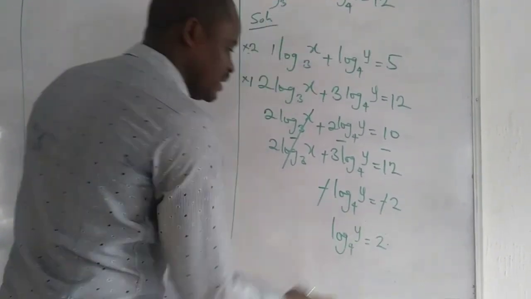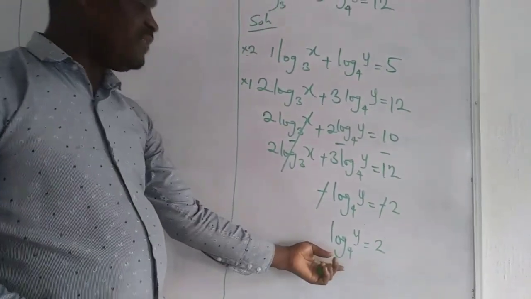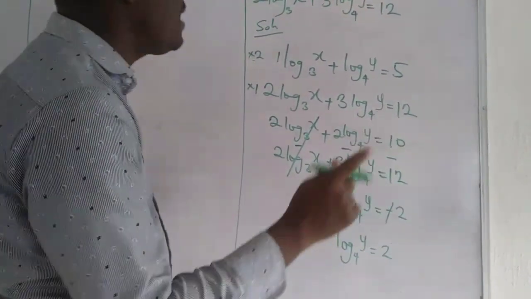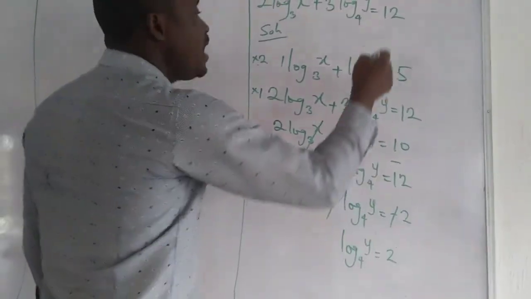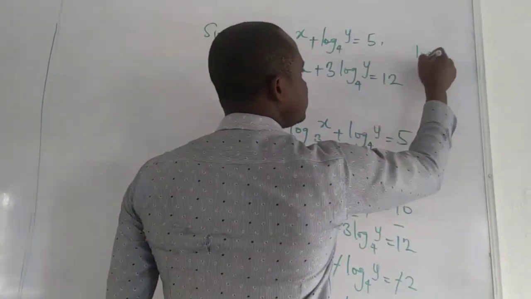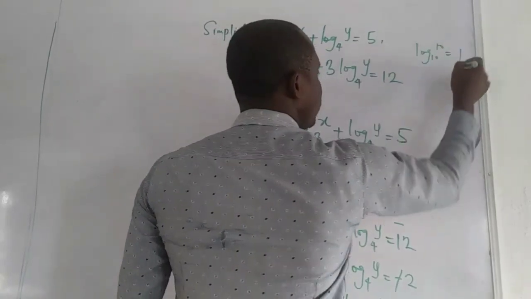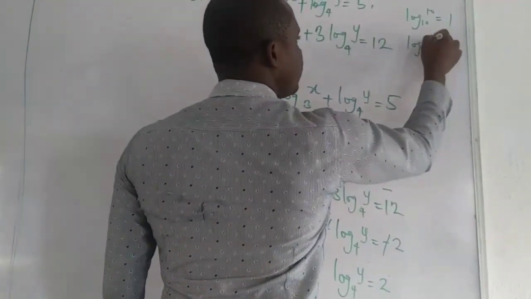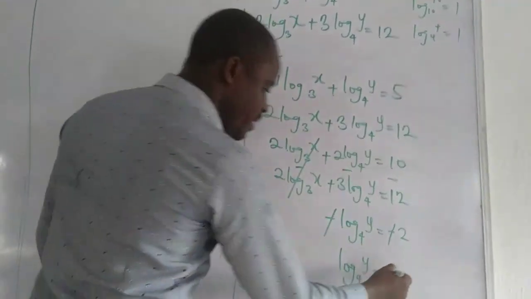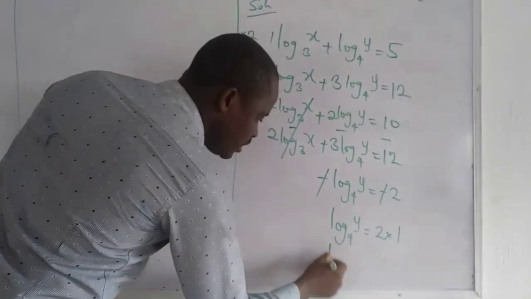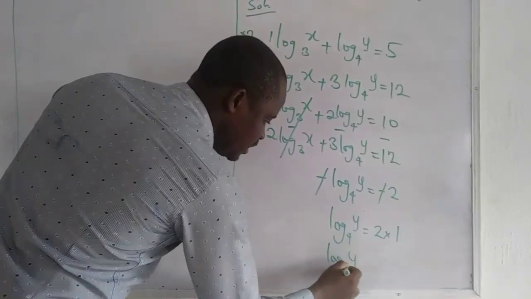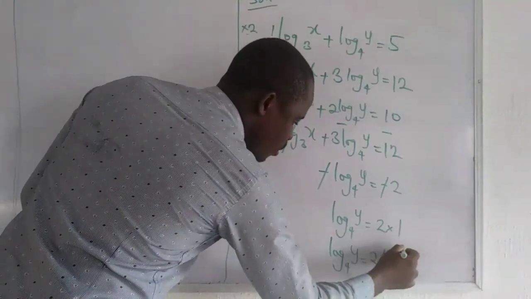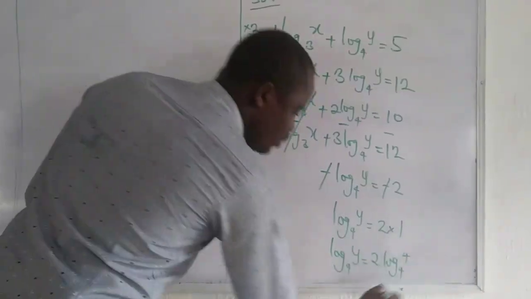I always say that if you have log on the left hand side, you have to try your best to obtain log on the right hand side. Remember, we have a law that states that log 10 to base 10 is 1. So since I have a base of 4, this can be log 4 to base 4, which is 1. So remember, this is times 1. So this will be log y to base 4 equals 2 log 4 to base 4.